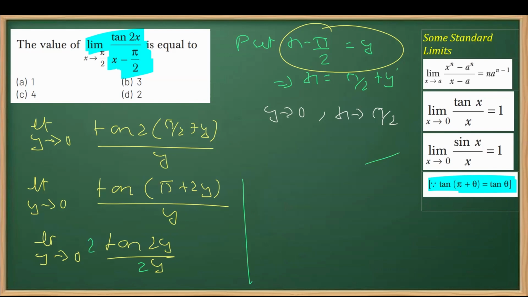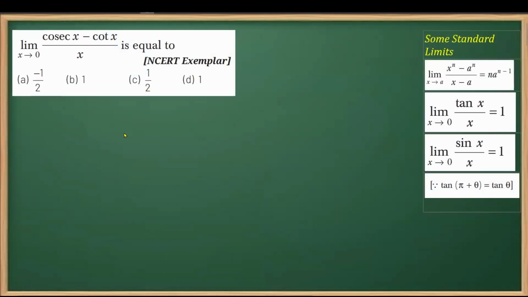Applying this, this part will give you 1. So 2 into 1 is 2. So we got this answer as 2. That is, D is the correct option in this case.